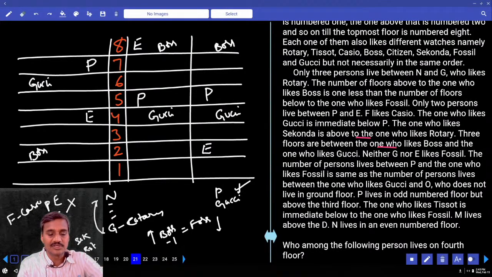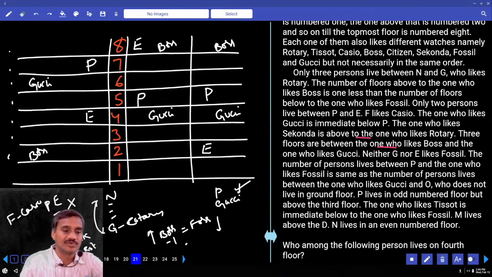And boss and fossil. Number of floors above this boss is 1 lesser than below fossil. Above this boss, how many are there? How many are there? 6. And below this fossil, how many should there be? 5 should be there. Right? And is 1 lesser than. Number of floors above this boss, how many are there, tell me? 1, 2, 3, 4, 5. Now this 6 is 1 lesser than fossil. Above this fossil how many? Sorry, below this fossil how many? 7.